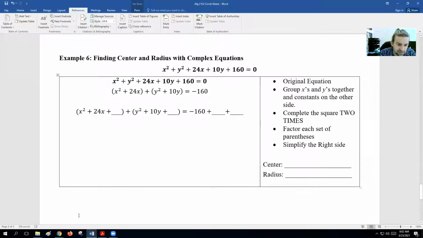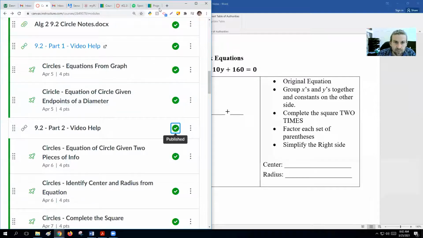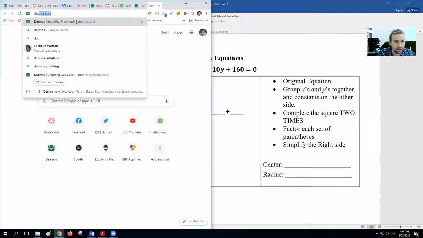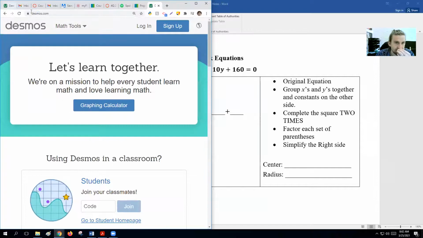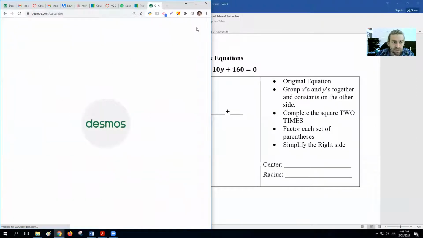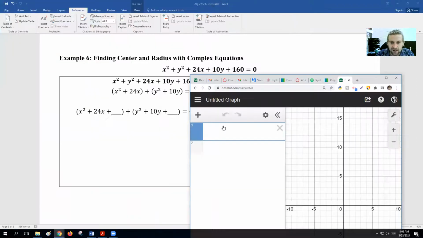What I would recommend doing, and it is not a bad thing to do, is opening up Desmos and using that to help us out. So I'm going to type this equation in, and we can kind of cheat, but then we're going to go through and do the work, because on the test we would have to do the work as well. All right, so we've got x squared plus y squared plus 24x plus 10y plus 160 equals 0.